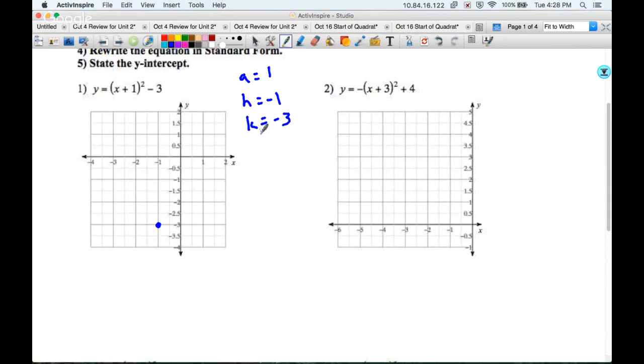Now because the a value is 1, the walls of this parabola are just going to mirror our parent function. From the vertex, they're just going to go up 1, and then up 4, counting from the vertex, and then up 9, but I'd be going off the graph. And let's just make that symmetrical. All right, connect up our points.